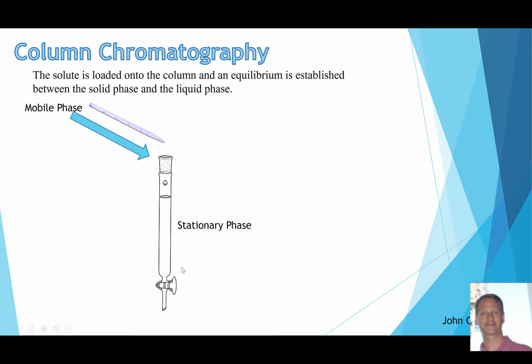So in TLC, the solvent moves up, and spots move up. In column chromatography, all of our solute moves down. So we put our mobile phase with a pipette in the top and it drips out down in the bottom.